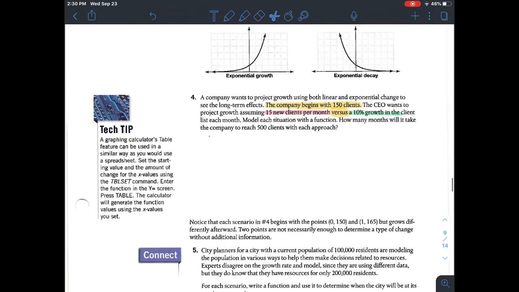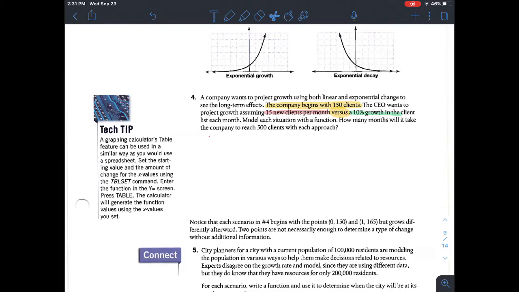So number 4, we just have 2 left. Number 4: a company wants to project growth using both linear and exponential change to see the long-term effects. The company begins with 150 clients. That's important to know. The CEO wants to project growth assuming 15 new clients per month versus a 10% growth in clients each month. So we're modeling each situation with a function, either 15 new customers per month or a 10% growth. How many months will it take for the company to reach 500 clients with each approach?